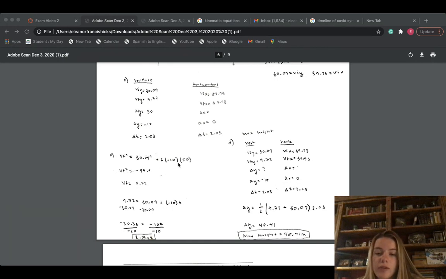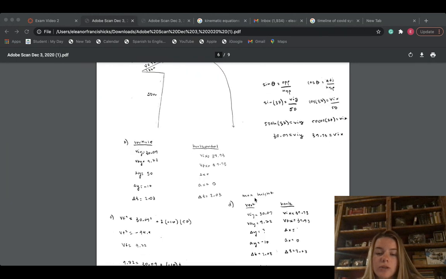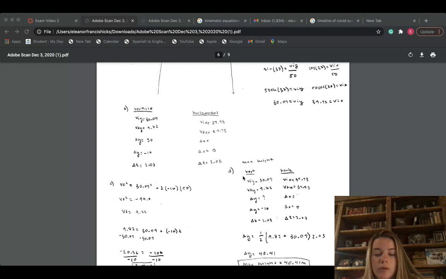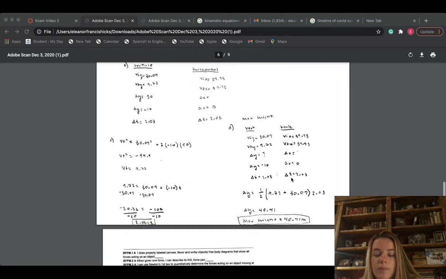And then for the final question, part D, it's how high above the field is the cannonball at the highest point. So to solve for the max height, I rewrote out my variables and put in my question mark at change in y because you're solving for a different change in y. So I plugged in my same variables there. I didn't solve for change in x because it doesn't really matter in this problem. And then after plugging into this kinematic equation, I got 40.41, which is the max height.